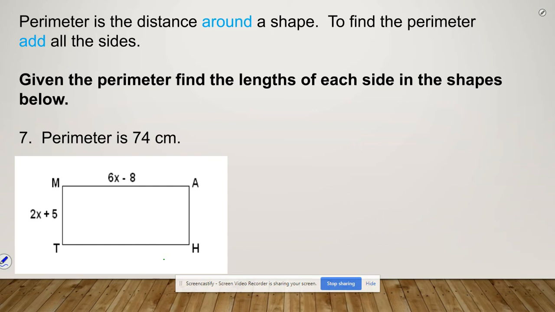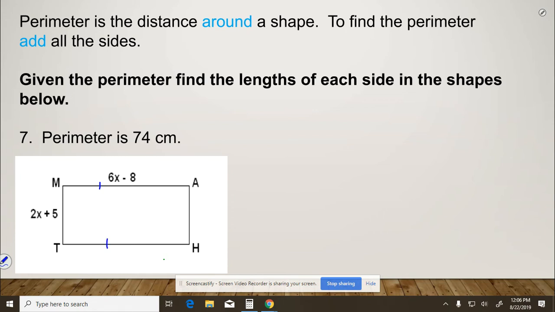Okay, this is obviously a rectangle. And in a rectangle, we know that opposite sides are congruent. Okay, so this one line is going to be congruent to this one line. So if this is 6x minus 8, this is also 6x minus 8. These two mark that these opposite sides are congruent. If this is 2x plus 5, this is also 2x plus 5. So whenever given a rectangle, make sure you label all 4 sides so you don't leave anything out.